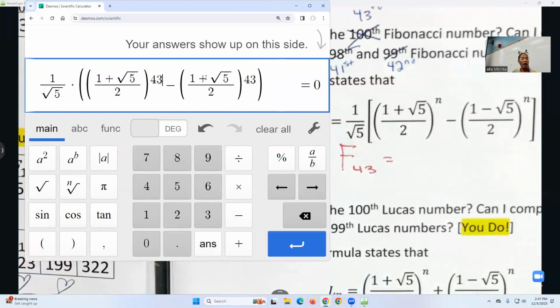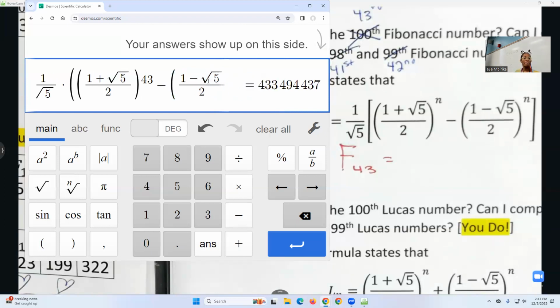What? Oh, okay, you know why I got a 0? Because I wrote it in wrong. Both of these things are identical. If I subtract the same thing from itself, obviously we get 0. Okay, so this is supposed to be a minus. Okay, so this number is big.